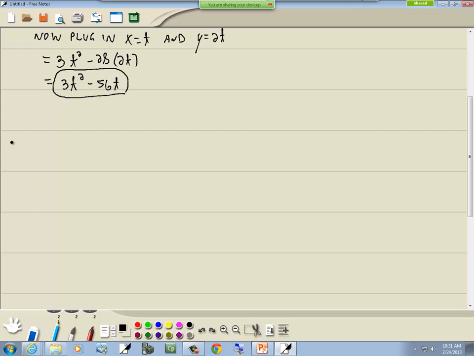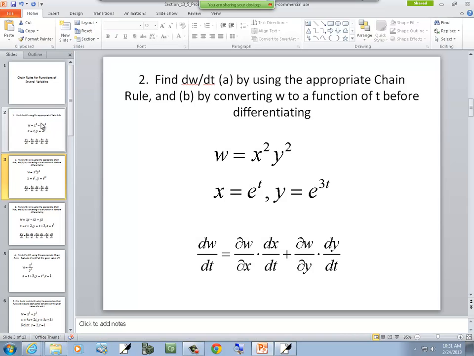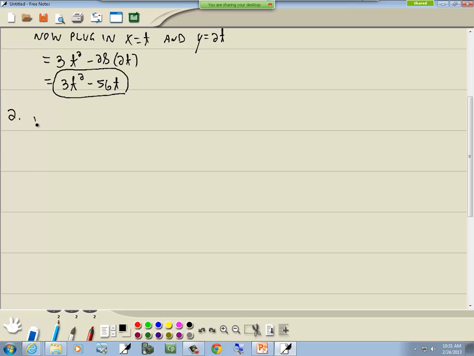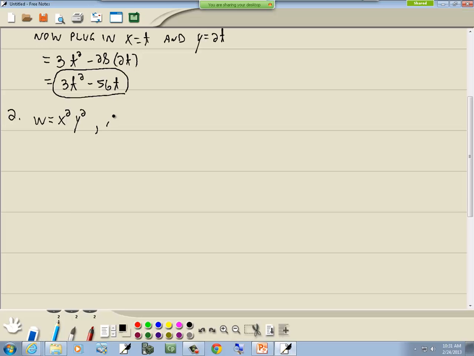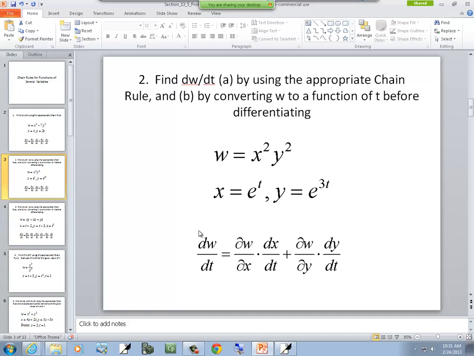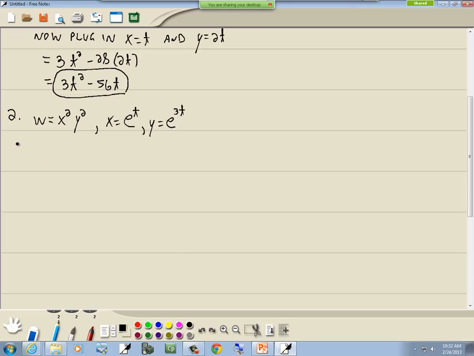Let's take a look at problem number 2. We've got w is equal to x squared y squared, and x is equal to e to the t, and y is equal to e to the 3t. And we want to find dw dt using the appropriate chain rule. So we'll use this formula down here.